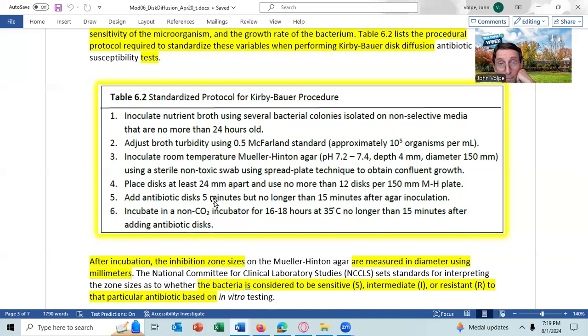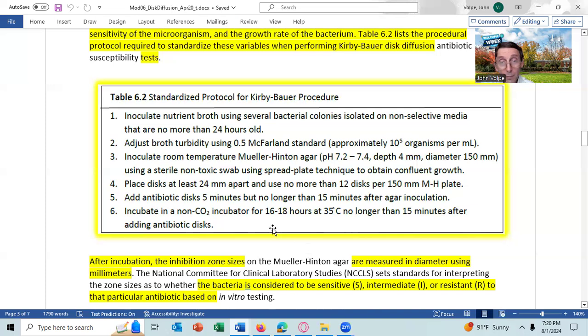You then let the plate sit for 5 minutes, and then add the plate to the incubator, a non-CO2 incubator, for 16 to 18 hours at 35 degrees Celsius. The 15 minutes is after adding the antibiotic disc. I think I said 5, I meant 15.